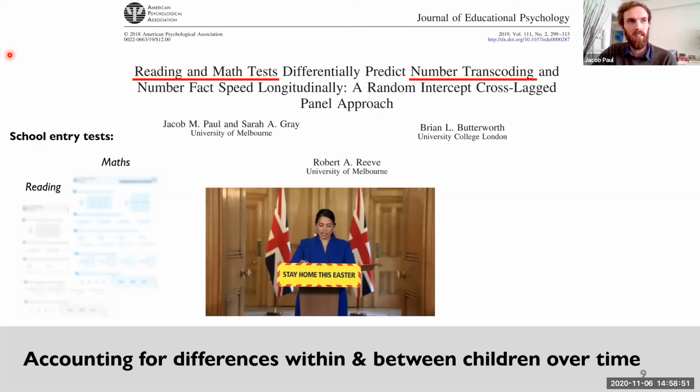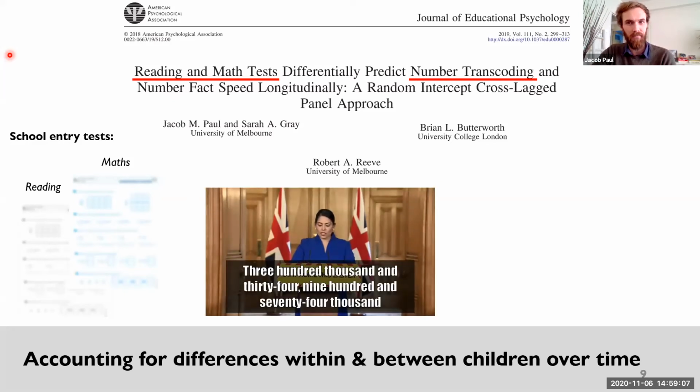The first one is number transcoding. That is translating between any form of representation of numbers. So in this case, we're looking at translating the written number symbol into a number word. So this is an example where someone has got a digit in front of them and in the translation to the number word, there's been some sort of error there. And this is really showing how important it is to get this type of task correct for children.